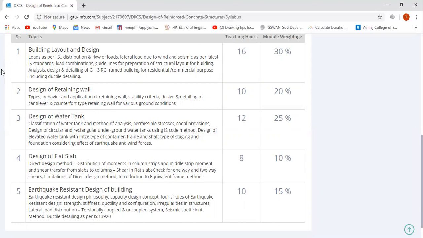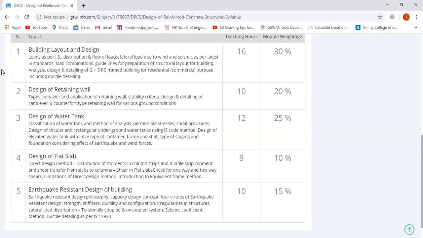Here we have to take some IS standards for loading conditions and precautions against load, because IS standards are Indian Standards, standardized by the government. So with the help of these IS standards, we design the building and take proper safety of the building.